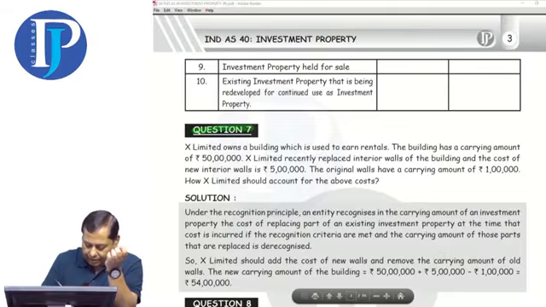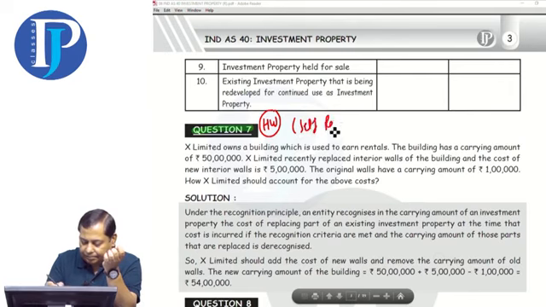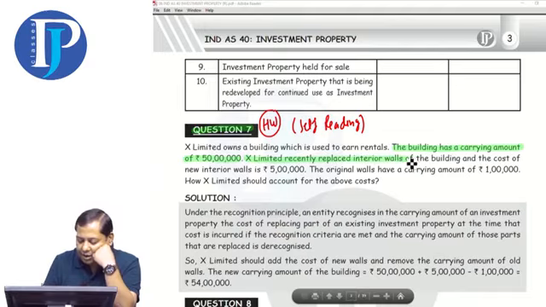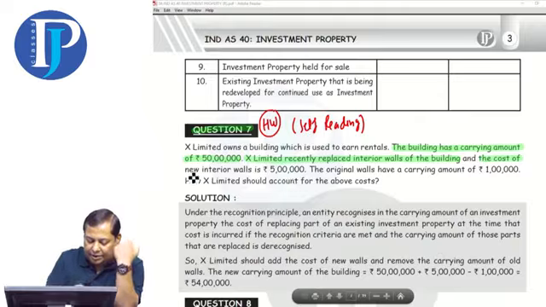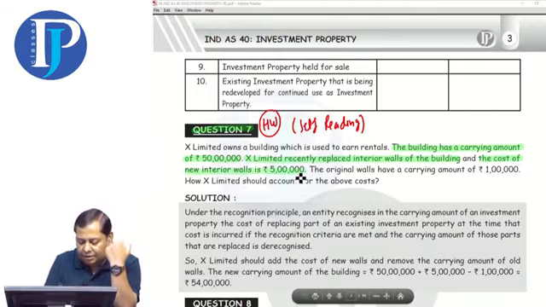Seventh question. I'm giving you homework, for self-reading. You might be thinking what is in this question. You have the carrying amount of the building, 50 lakh rupees. And it's given that they have recently replaced the interior walls of the building. The amount spent on the new interior is 5 lakhs.